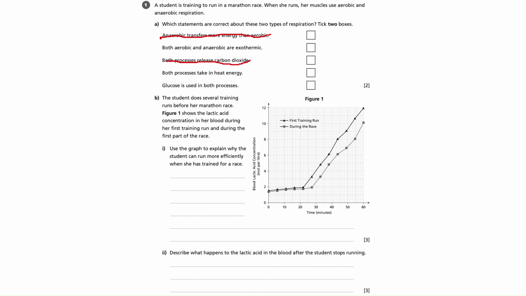Both processes take in heat energy. Again, that is also incorrect. They actually release heat energy. And glucose finally is used in both processes. Well, that is also correct.